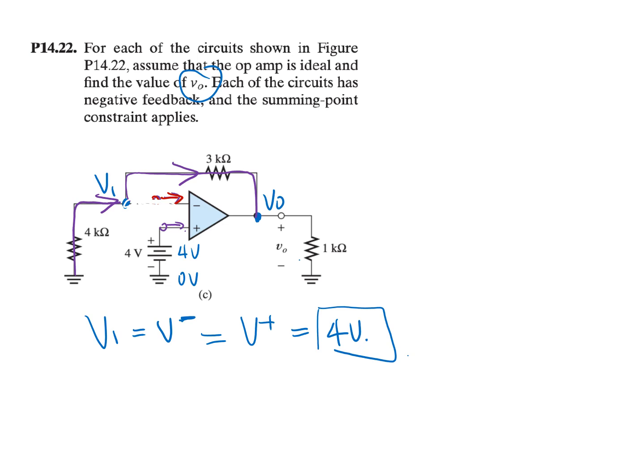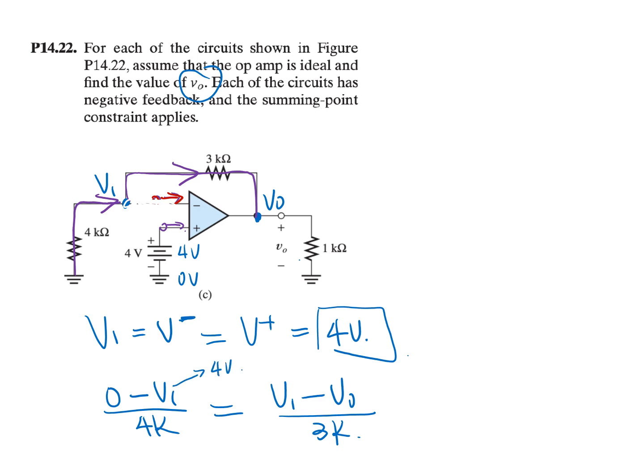For two resistors connected in series, they have the same current. So we have 0 minus V1 divided by 4K. That's Ohm's law to express the current flowing through the 4K resistor, which is equal to V1 minus V out divided by 3K. That's the current flowing through the 3K resistor. Well, we know that V1 is equal to 4 volt. So we can easily find that V out is equal to 7 volt.